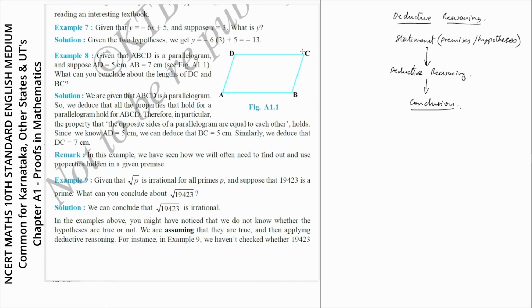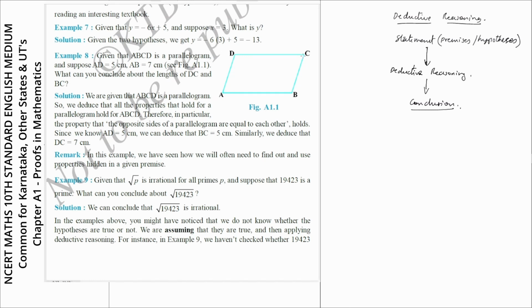What are the statements or hypotheses or premises given? The first premise is ABCD is a parallelogram. The second premise is AD is equal to 5 centimeter. The third premise is AB is 7 centimeter. So what is the length of BC now? We know that in a parallelogram opposite sides are parallel and also equal in length. Therefore, if AD is 5, what is BC?